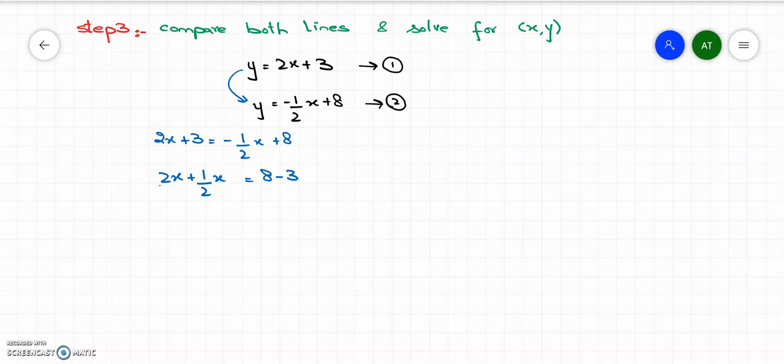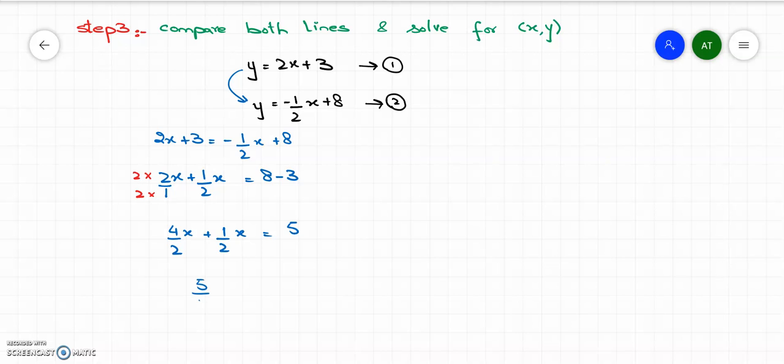Now I can write 2 as 2/1, and to make the same denominators we need to multiply the fraction by 2. So it would be 4/2 x plus 1/2 x equals 8 subtract 3, which is basically 5. Now since the denominators are the same, just add the numerators.